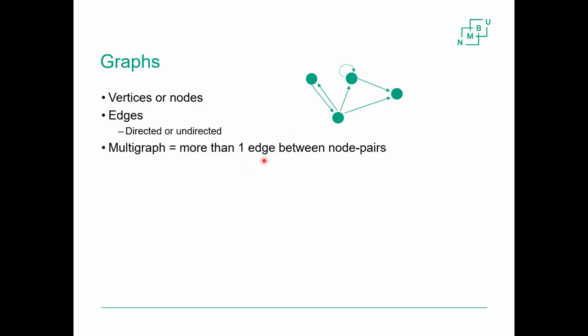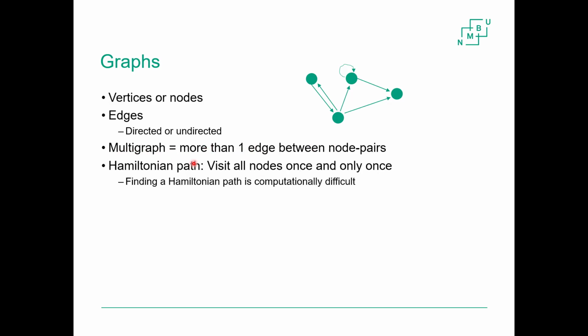A multigraph is simply a graph with more than one edge between the node pairs. So there is no mystery behind it. I just mention it because this is a word that pops up in relation to assembly. Then there is the Hamiltonian path. That's something that Ben Langmead talks about in his course.